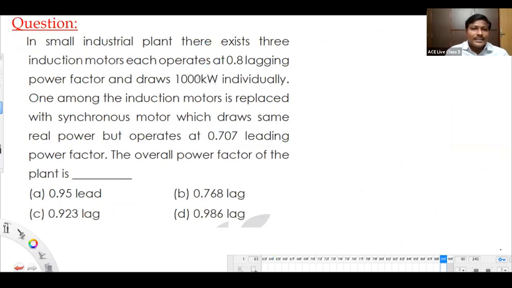A small industrial plant. In a small industrial plant, there exist 3 induction motors. Each operates at 0.8 lagging power factor and draws 1000 kilowatt individually. One among the induction motors is replaced with a synchronous motor, which draws the same real power but operates at 0.707 leading power factor. The overall power factor of the plant is how much? That's the question.